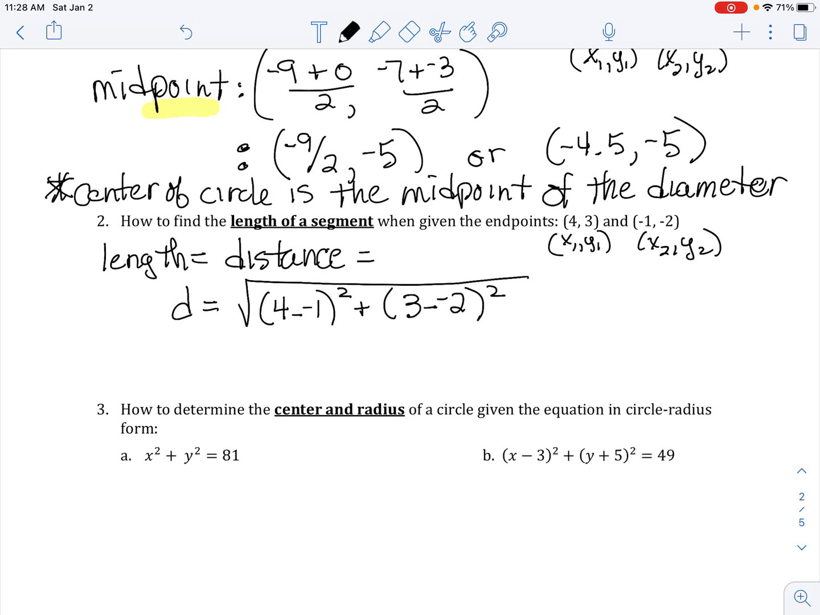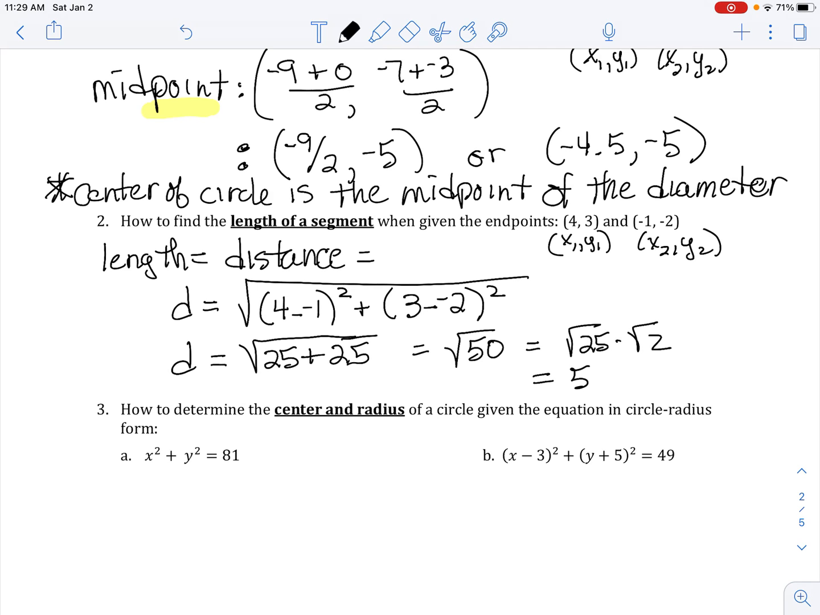We're going to follow our order of operations, doing our parentheses first. So 4 subtract negative 1 is 5, squared is 25. 3 minus a negative 2 is positive 5, squared is 25. Again, order of operations will say that we add before we square root. So this is going to be the square root of 50. That's going to be the square root of 25 times the square root of 2, which is 5 root 2. So the length of that segment is 5 root 2.